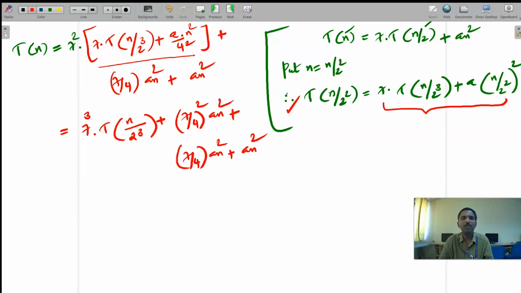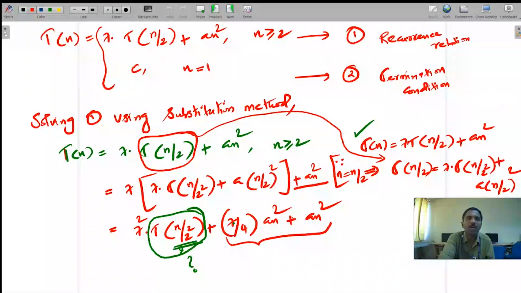Now we need to simplify the right hand side. To simplify the right hand side, let's find the generalization. Initially 7 power 1 into t of n by 2 power 1, right? Here have a look, 7 power 1 into t of n by 2 power 1. Next stage here 7 square into t of n by 2 power 2.